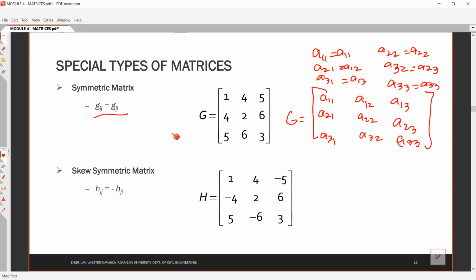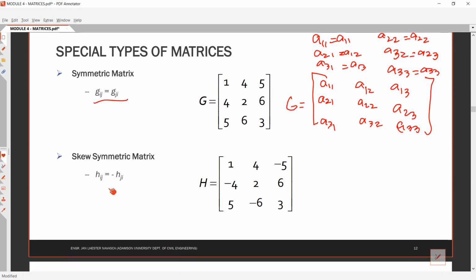For the skew symmetric matrix naman, yung Hij is equal to negative of Hji. So, ganun din, pero negative value. So, yung A11 dito, let's say this one, yung A11 is equal to negative of A11, A21 is equal to negative of A12, and A31 is equal to negative of A13, hanggang sa Aij is equal to negative of Aji. So ito yung skew symmetric matrix.